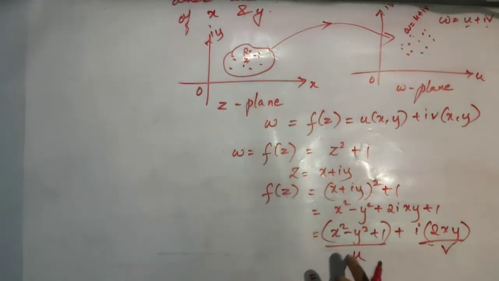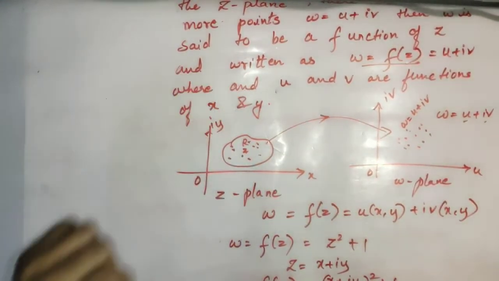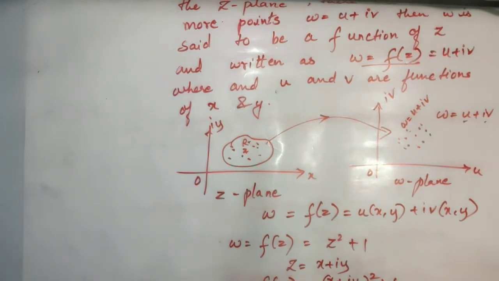Okay, so you can clearly see that u is a function of x and y, v is also a function of x and y. That is why we wrote here f of z, where u and v are functions of x and y. Okay, this is a brief introduction of your complex function. Now with this we move on to the calculus of complex functions.